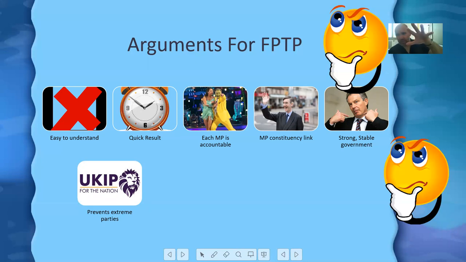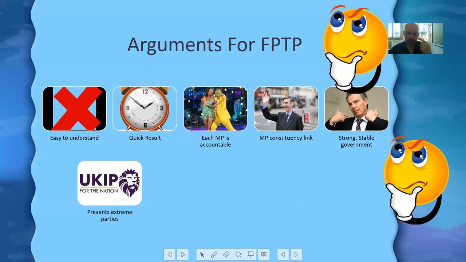Now, if you're a UKIP supporter, I apologize for the point I'm about to make here, and I'm being slightly cheeky, but please understand the point, even if you disagree with my example. One of the arguments for first past the post is that it prevents those more niche or new or perhaps more extreme parties from gaining seats in Westminster.